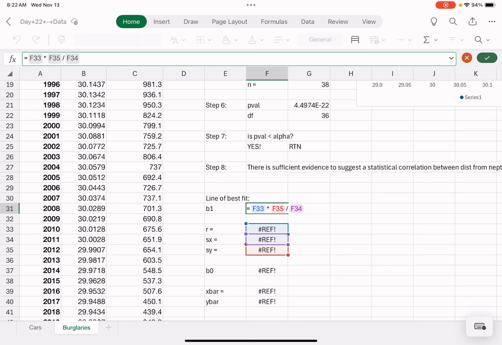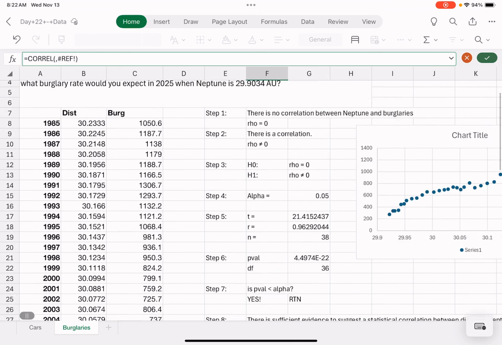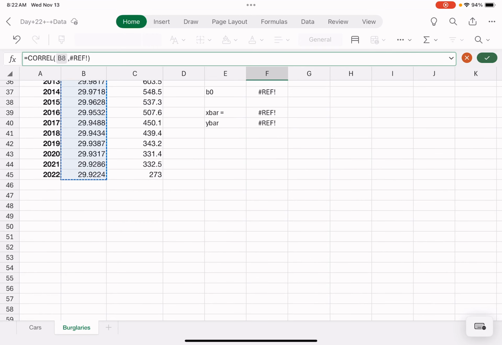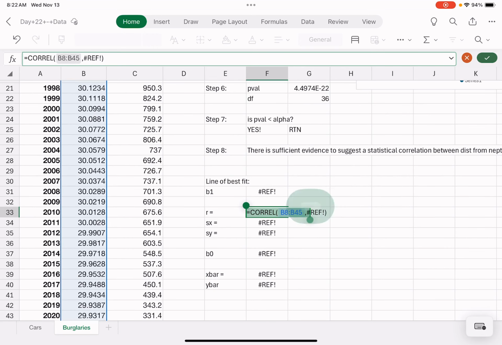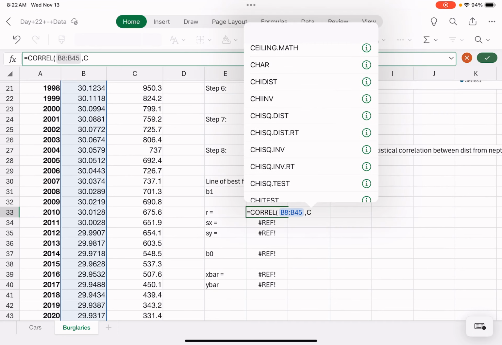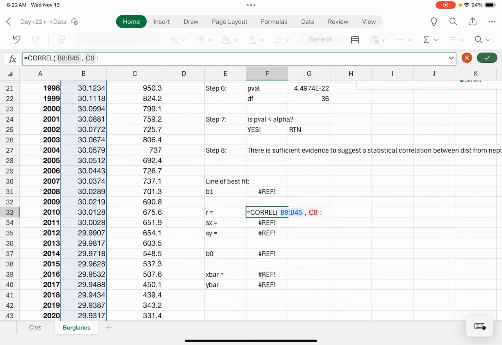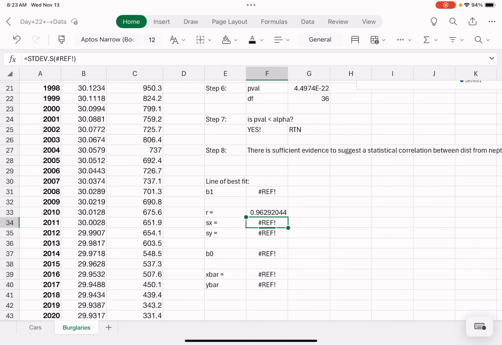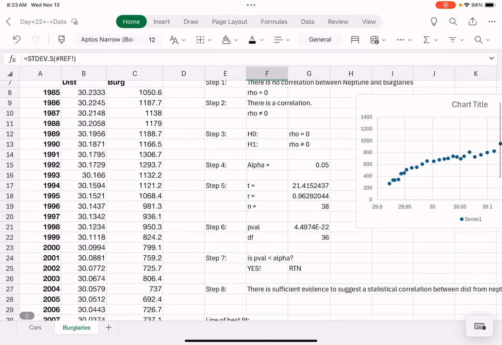So that looks good for B1. My regression, I've got to fix this range right here. Let me get this range up here. Distance from Neptune, B8 to B45. I'm going to do that. C8 to C45. All right, enter. There's my correlation, same as before.